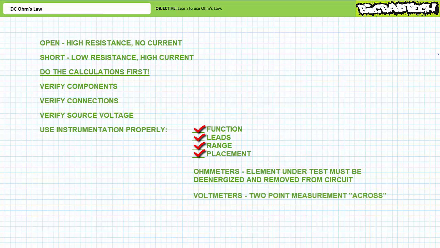Voltmeters, in contrast, read voltage across something. Voltage is a 2-point measurement. Finally, ammeters read current through something. Current is a single-point measurement which must flow in an inlet and outlet. Your circuit may be completely functional, but you might be measuring it improperly. Improper use of a DMM might not just result in bad measurements, you might damage the meter, your circuit, or yourself.